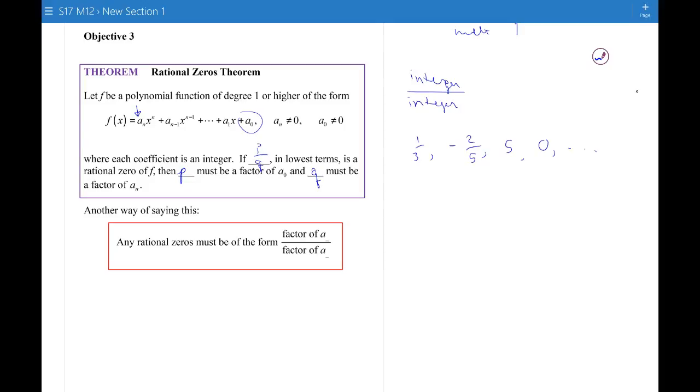So another way of saying this is, if there are any rational zeros, they have to be of the form a factor of a sub 0, the constant, over a factor of a sub n, the leading coefficient. And again, this is a theorem, so it can be proved, but we don't do a lot of proofs in Math 12. You'll see a lot more proofs in calculus.